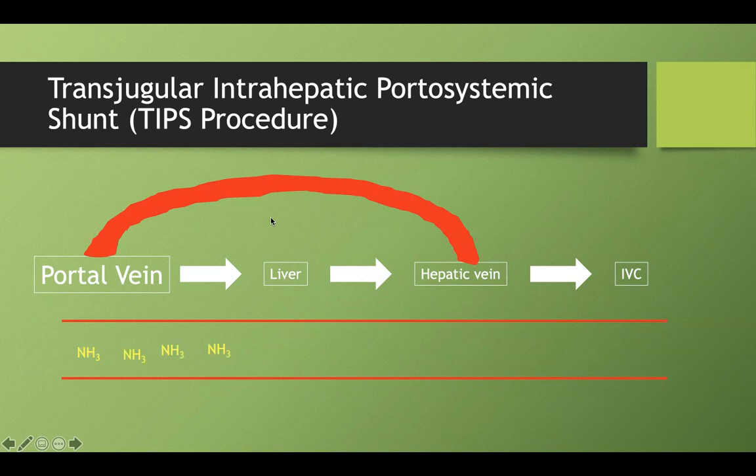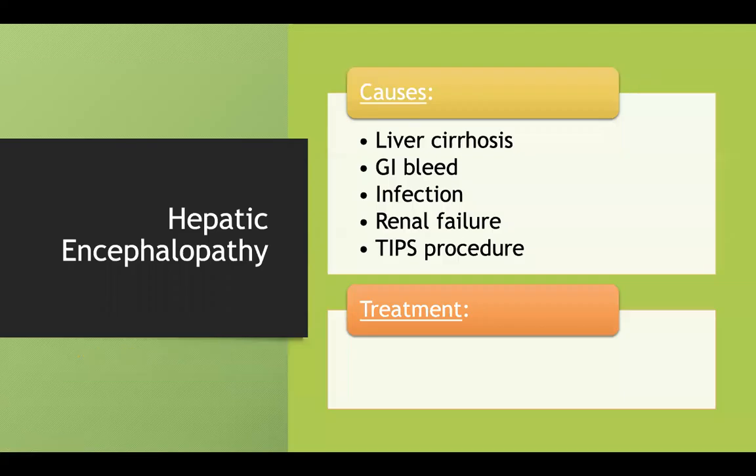So that sounds great, but the problem with that is that now all this ammonia is also bypassing the liver and going straight into our hepatic vein. So instead of being converted into urea for excretion, we now have excess ammonia in our system, which can precipitate hepatic encephalopathy.